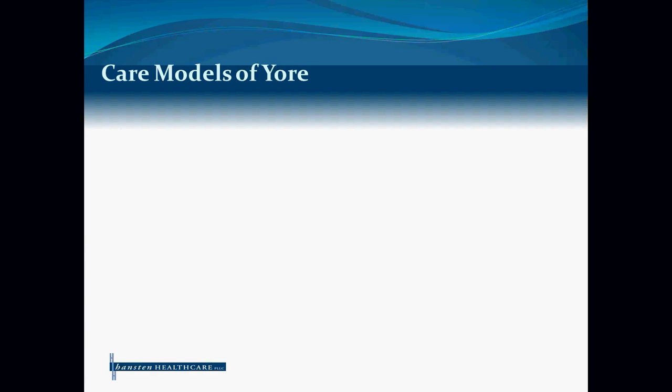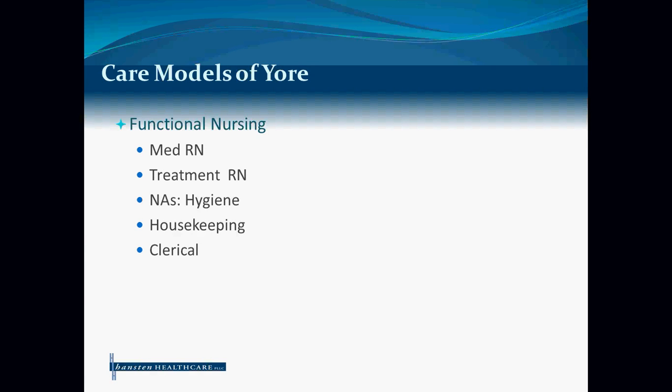Care models from the past. Well, let's just take a trip down memory lane and talk about some of the ways that we've taken care of patients in the past, because we can learn from those ideas that will help us broaden our mindset around how we can do work. Functional nursing is still done in a lot of skilled nursing facilities where there's a medication RN or maybe LPN and a treatment RN or someone who's really delegating to nursing assistants and the LPN.